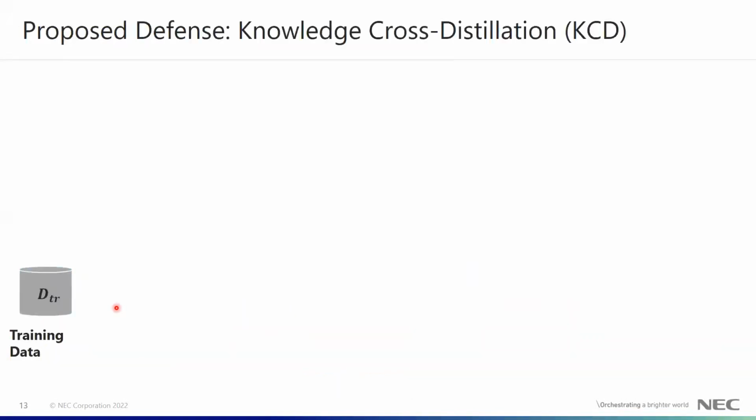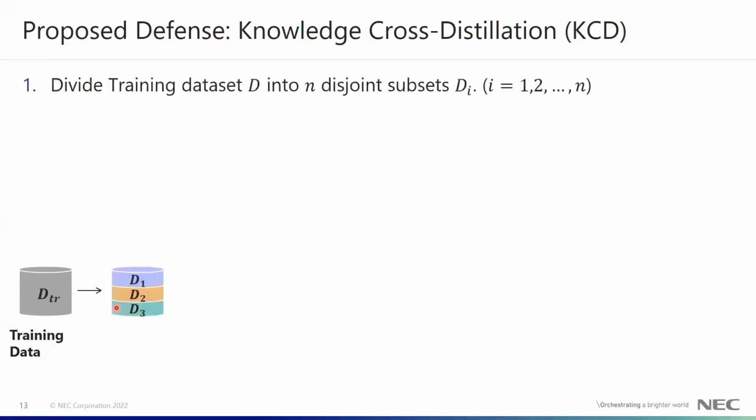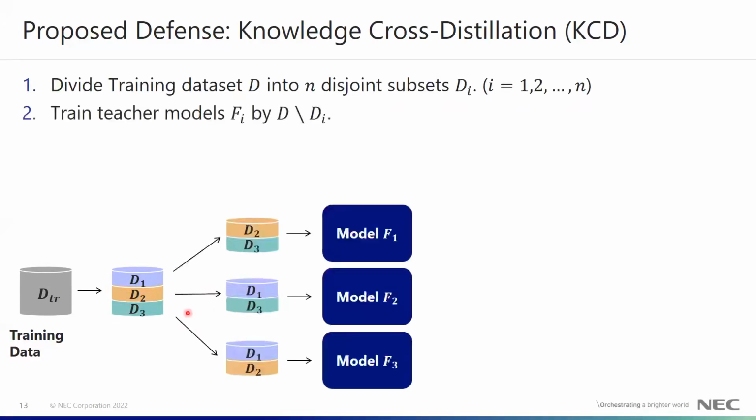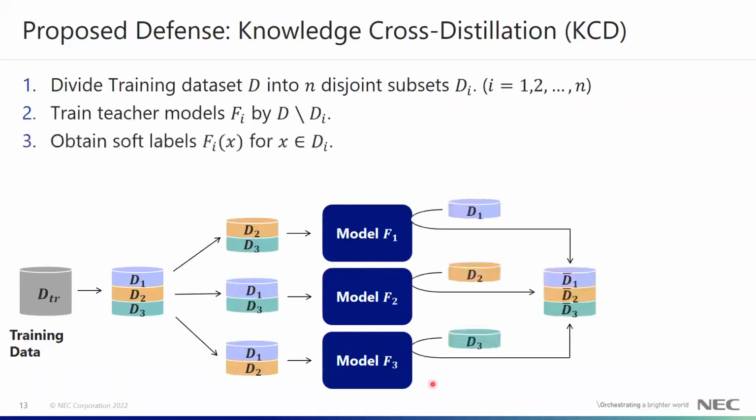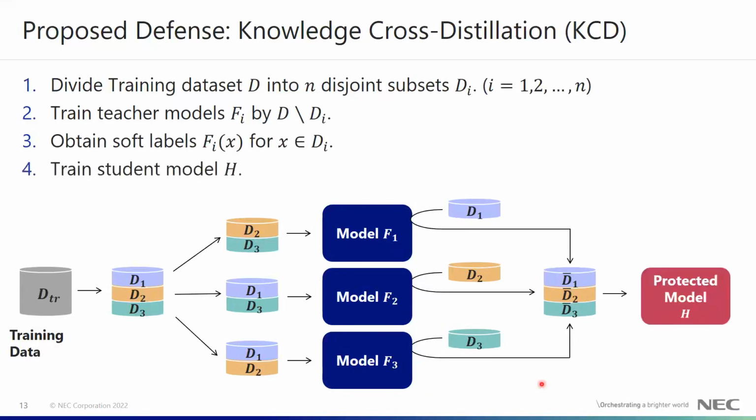Okay, combining the above two ideas gives the proposed defense. Knowledge Cross Distillation is stated as follows. Divide the training dataset into N disjoint subsets, D_i. Train teacher models, f_i, by the complement sets of D_i. Obtain soft labels f_i(x) for x in D_i. And finally, train the student model.